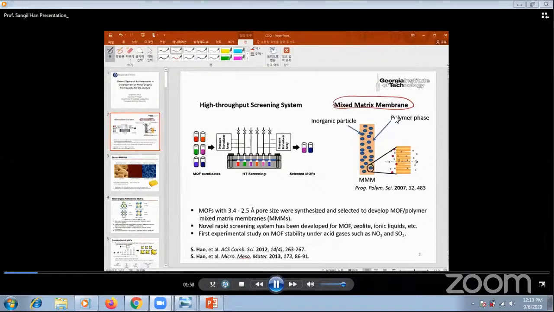This is the cross-sectional image of the mixed matrix membrane. In this membrane, the inorganic MOF particles are dispersed through the polymer networks. When the mixtures of CO2 and nitrogen are transferred through the membrane, we expect CO2 to pass through faster than nitrogen because of the size difference of the molecules.